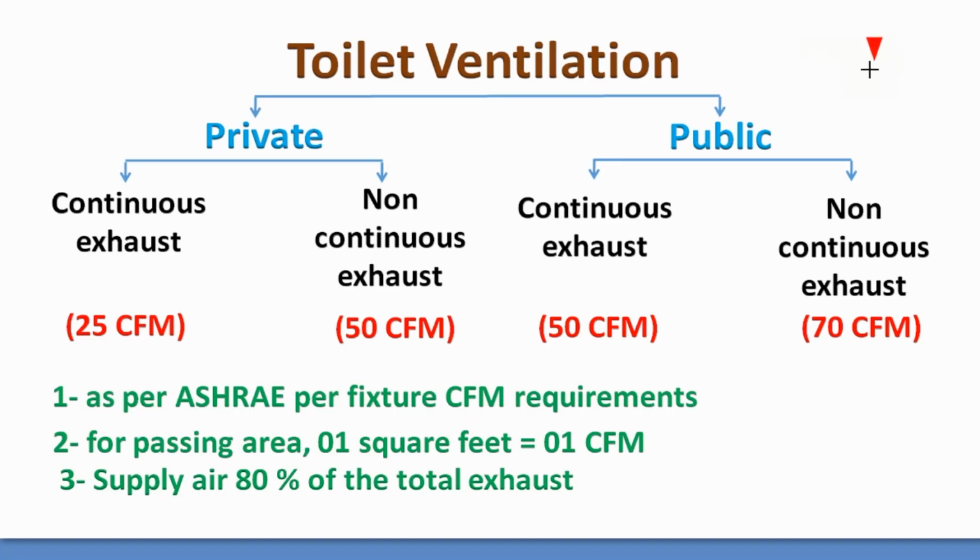You can see from here for public toilet, if we are using the exhaust fan continuously, then for each toilet we need exhaust air 50 CFM. But if the exhaust fan is not running continuously, then we need exhaust air for each toilet 70 CFM. If we are using central system, then we can imagine that exhaust fan will run continuously. But if we are using separate fan for each toilet, so we are not sure that this fan will run continuously. So it is advised to use 70 CFM for each toilet.